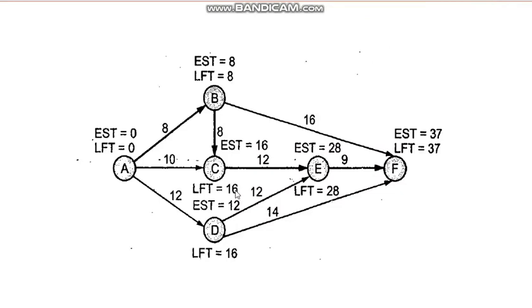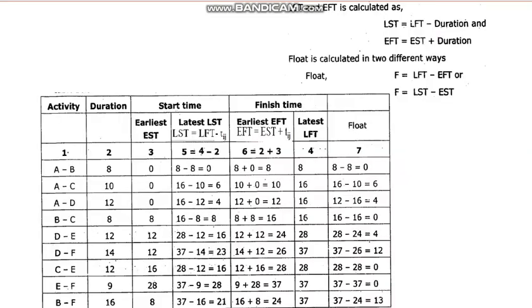Latest finish time is 16 for C. So 8 and 16, you first write here, 8 and 16. Next, what you do is you have to calculate the LST. LST is 16 minus the duration, which is 8, and you have to calculate EFT. EFT is these two columns added, 8 plus 8, 16.